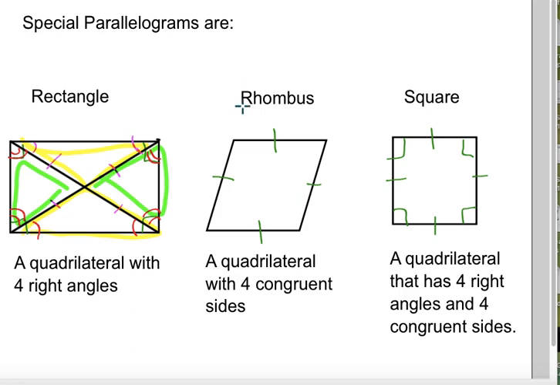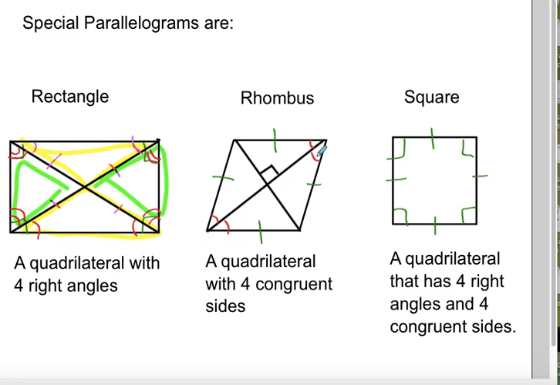For rhombuses, if you were to draw in their diagonals, they said that the diagonals will be perpendicular to each other. So they're going to form a right angle. And that the diagonals bisect their angles. So that means that these angles here and over here, all four pieces are going to be equal.